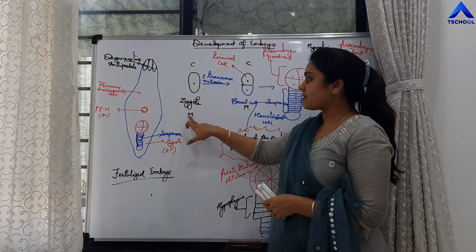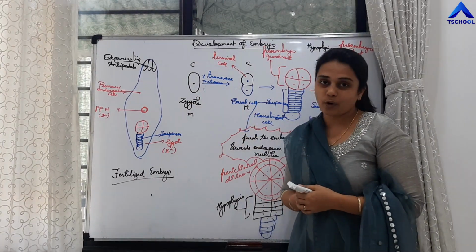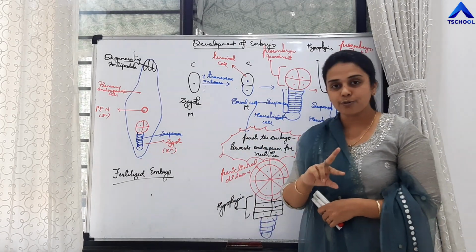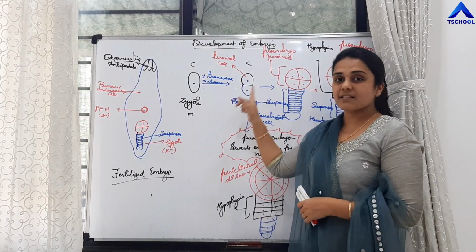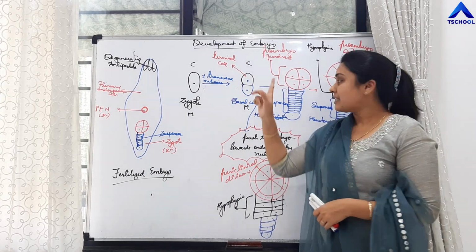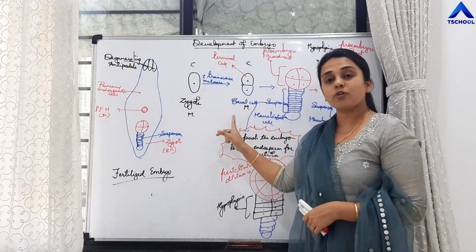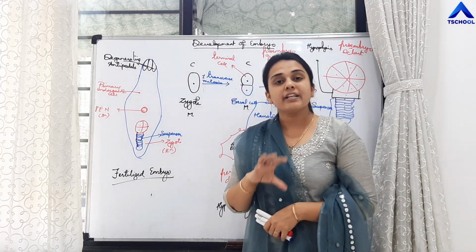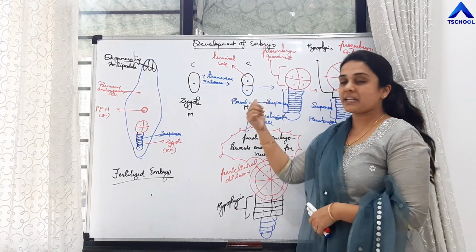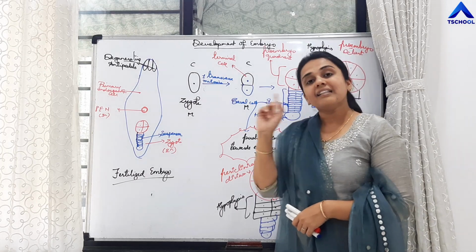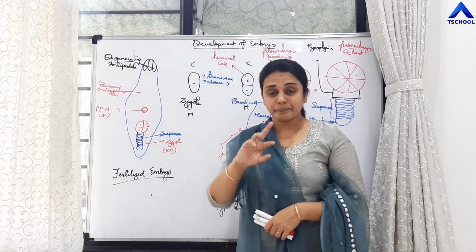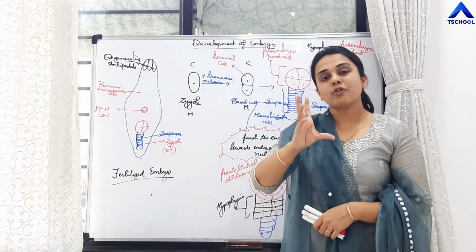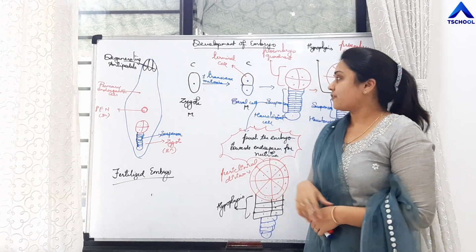So this is a single cell zygote. Zygote is a diploid cell, right? This undergoes one transverse division to form 2 cells. One cell is the basal cell and the other cell is the terminal cell. The basal cell is always towards the micropyle end and the terminal cell is always towards the chalazal end. So in case of anatropous ovule, the basal cell is the lower cell and the terminal cell is the upper cell. It would reverse in case of orthotropous ovule because the micropyle and chalazal ends reverse, right?